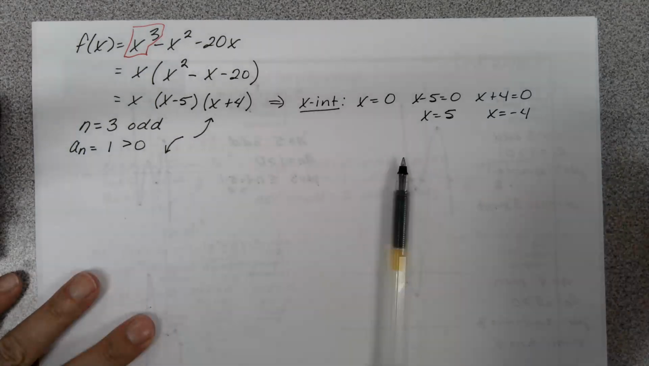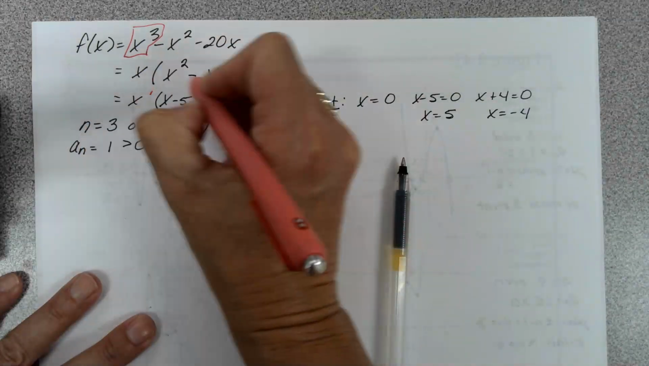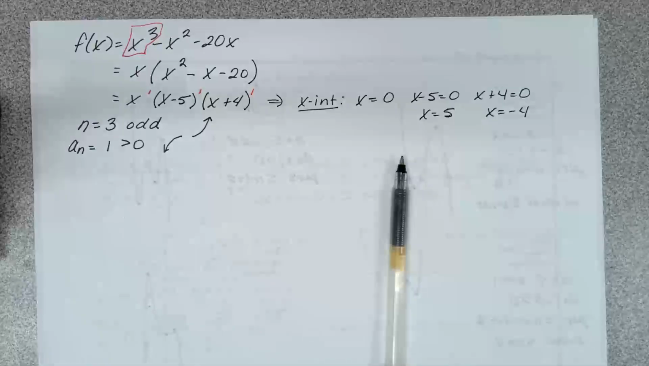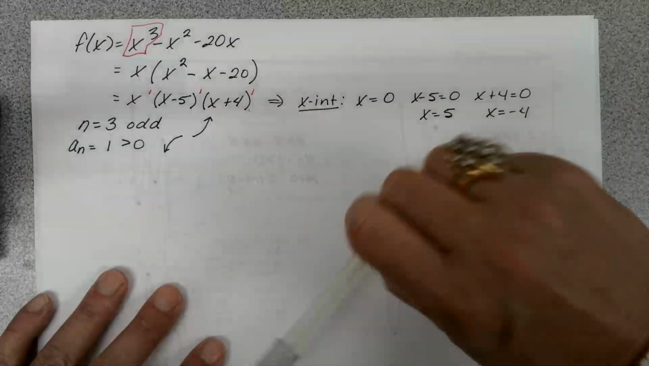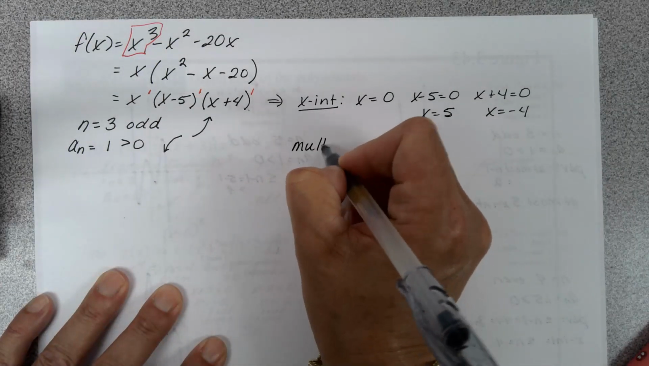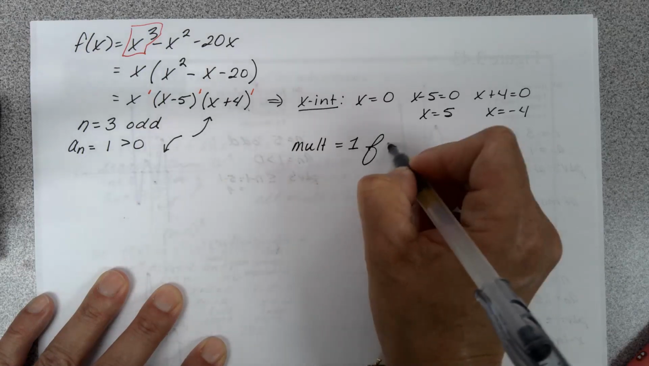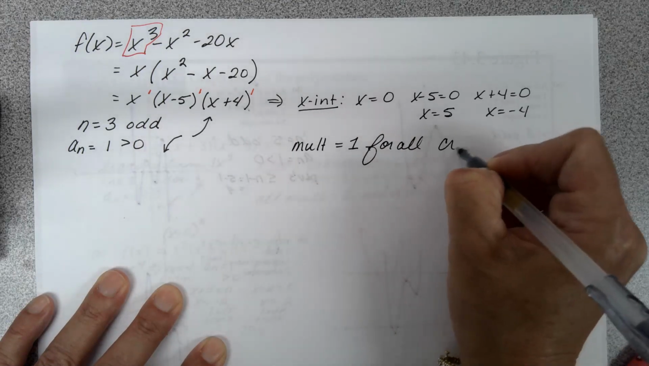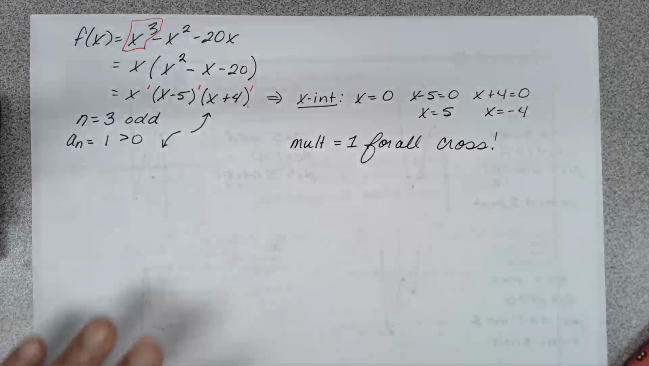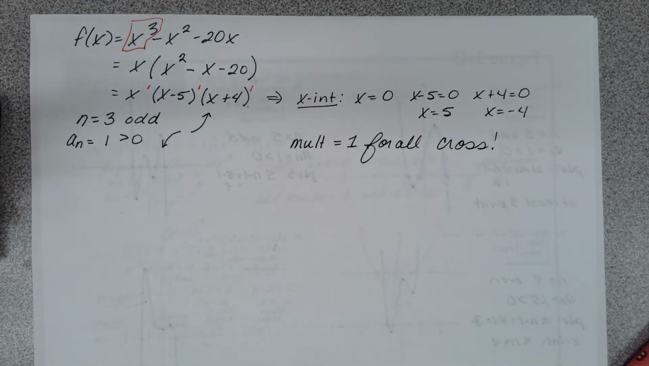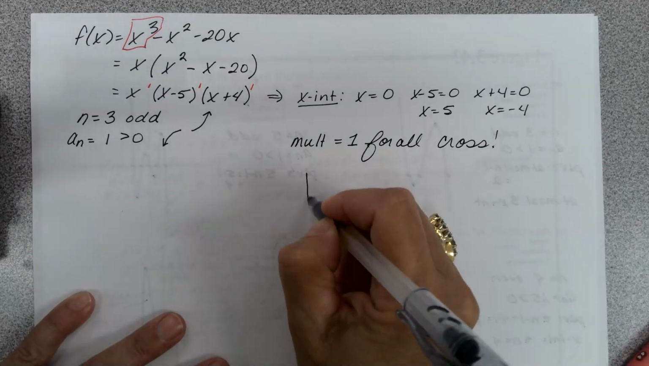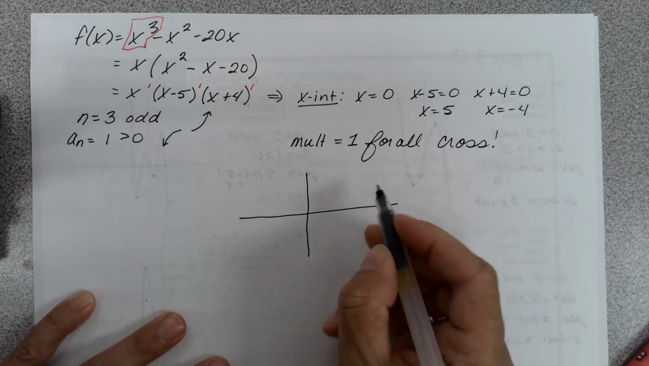Great. The multiplicities on each of these are 1. So multiplicities equals 1 for all. So it's going to cross at each one of our x-intercepts. Finishing the problem.